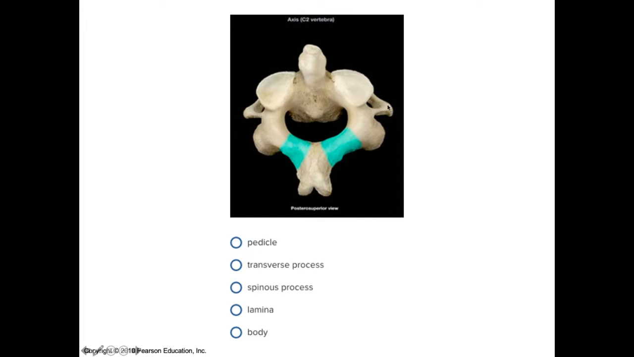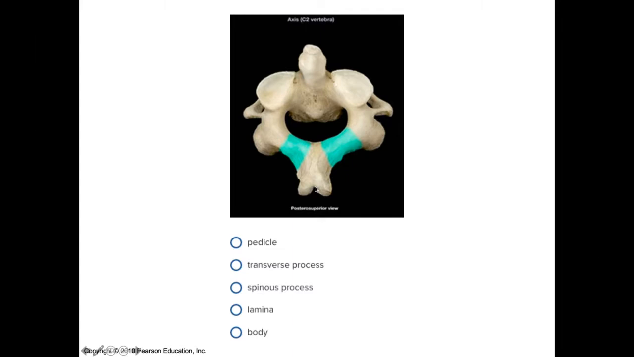Here is the transverse process, here and here. This is the transverse foramen. That's the hole where the vertebral arteries go through. And right here are called pedicles. Here and here are pedicles. Here and here are called lamina. Lamina come together, they fuse to form the spinous process.